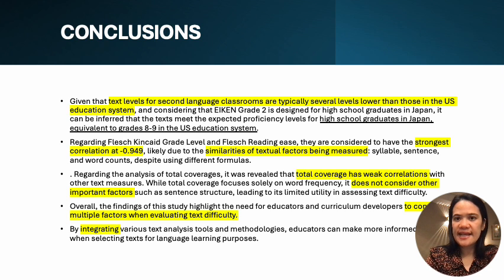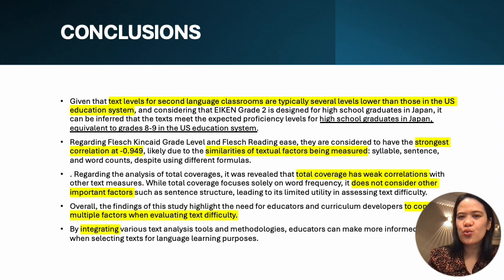We have learned that the text levels for second language classrooms are typically several levels lower than those in the U.S. education system. While Eiken Grade 2 texts are suitable for high school graduates in Japan, they are only equivalent to grades 8 to 9 texts in the U.S. education system. Flesch-Kincaid and Flesch Reading Ease scores have the strongest correlation because both of them use syllable, sentence, and word counts as textual measures, despite having different formulas.